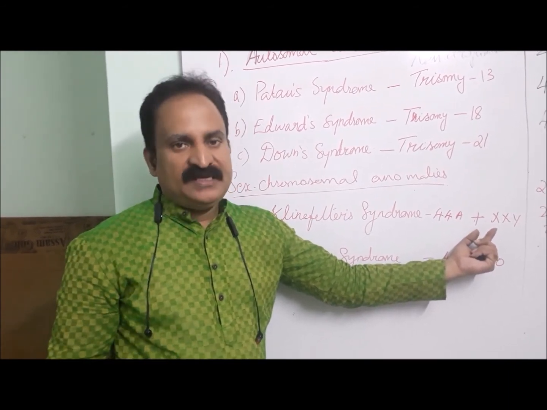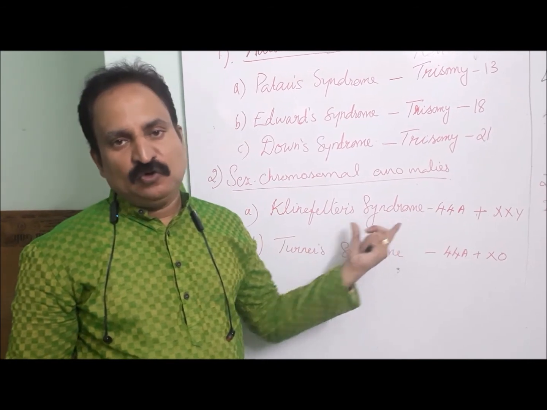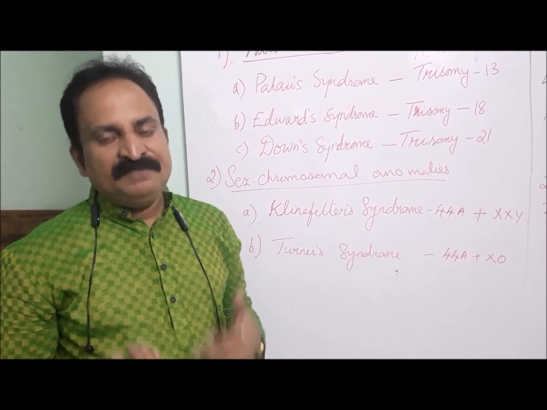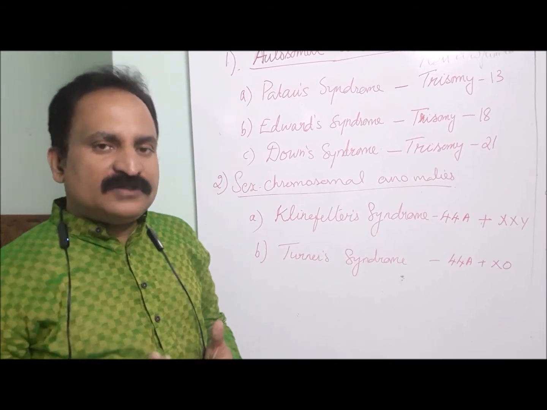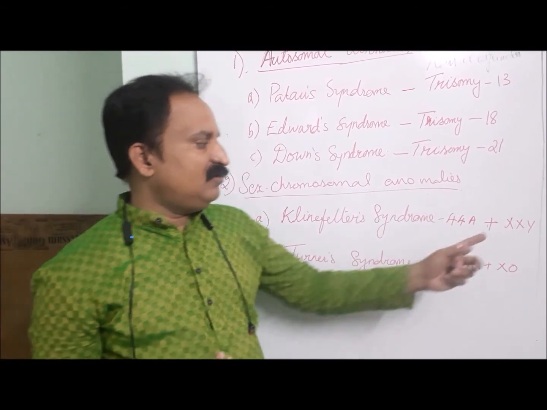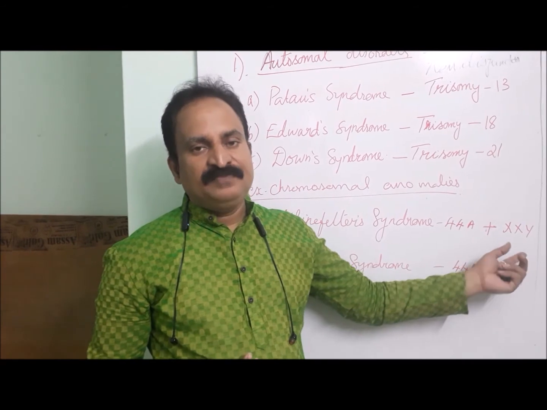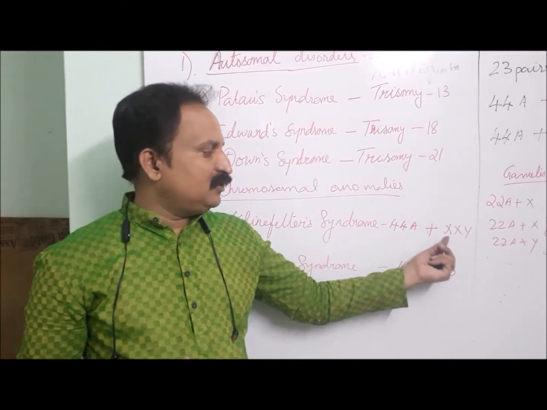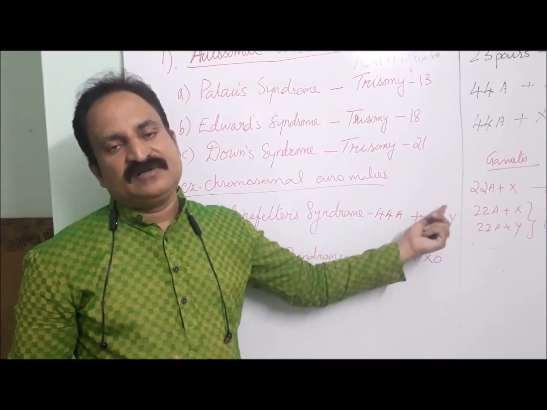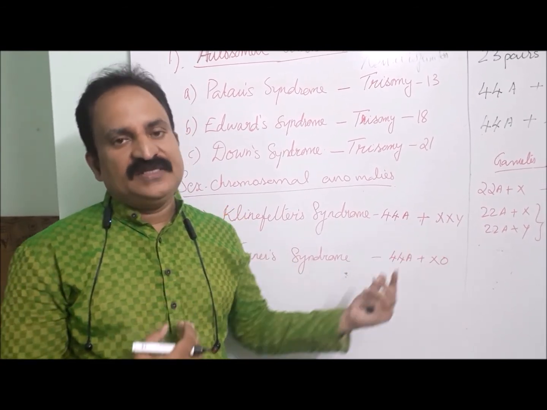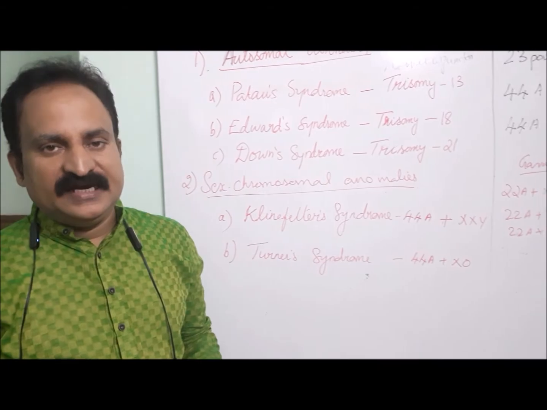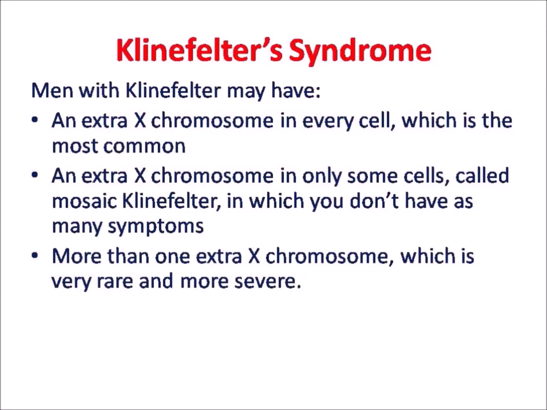So what will happen here? The males will show female characters. That means secondary sexual characters of males are not seen. Instead, all the characters of females are seen in this person because of the presence of one extra chromosome. The characteristic features can be seen from the slide. The syndrome is seen in men.